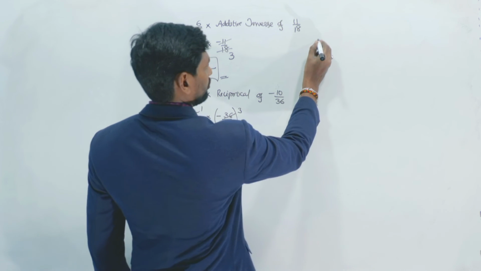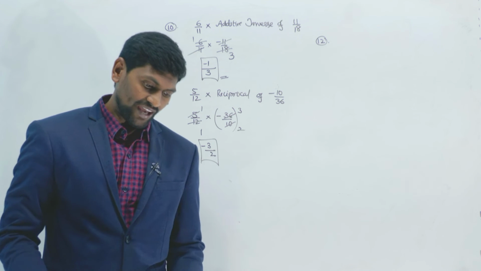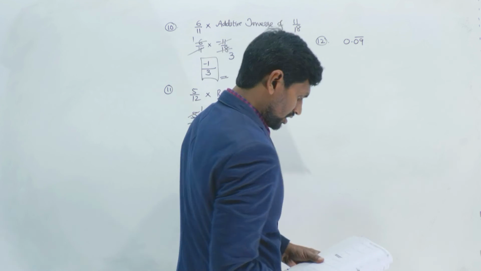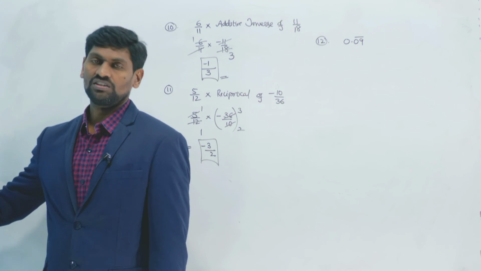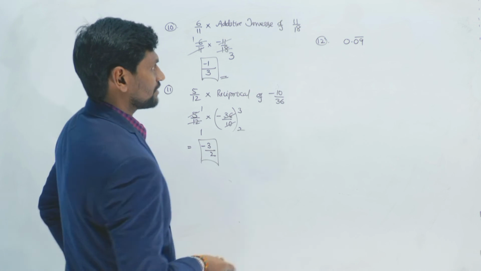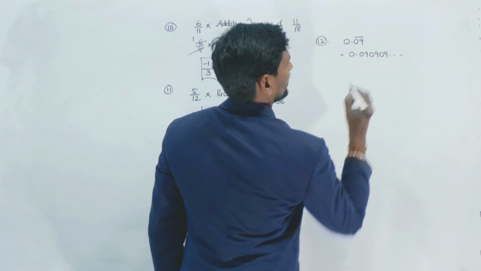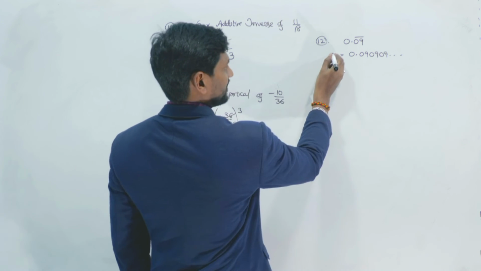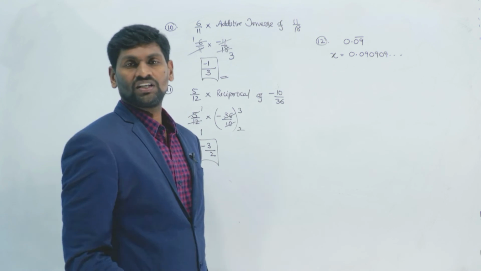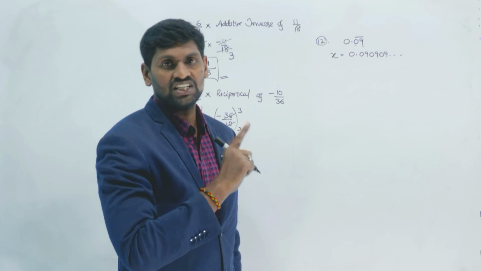Question number 12: the value of 0.09 bar, that is 0.09 repeating. It is nothing but a repeating decimal. Repeating decimal means, when you write it, it will be 0.090909 and so on, repeating like this. Let us consider it as x. Here, how many digits are repeating? Two digits are repeating: 0 is repeating as well as 9.